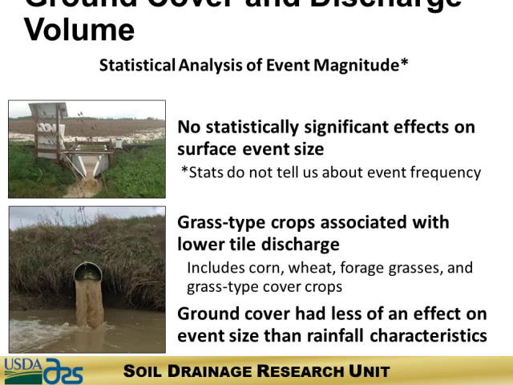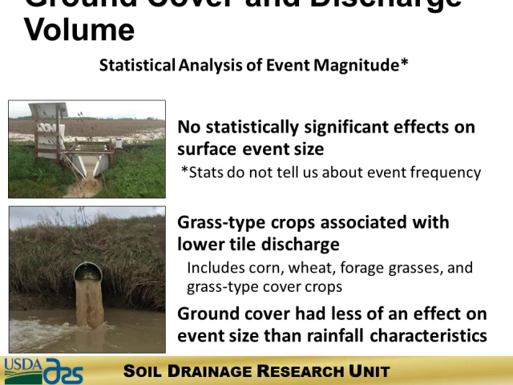But for tile discharge, again, we saw a little bit different story. All of our grass type crops, that included our corn, wheat, annual ryegrass, cereal rye, all of those crops were associated with lower tile discharge. Everything that fell into that grass type category, and again, didn't really depend on what season it was, we saw lower tile discharge when you had a grass type crop growing.